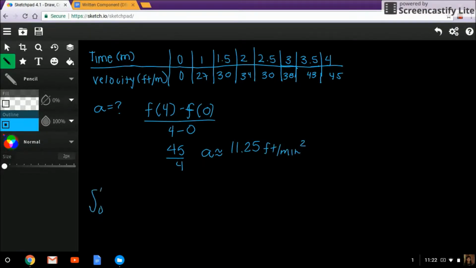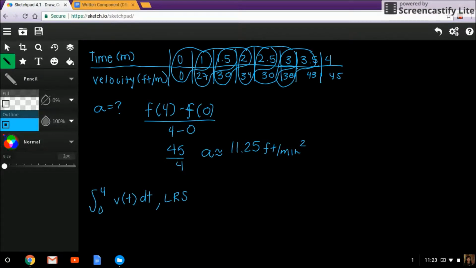Next, we have the integral from 0 to 4 of v of t dt. We'll use a left Riemann sum with 7 subintervals. To solve a Riemann sum, we can use a sock method as shown. Say we look at the second sock drawn, we will subtract 1.5 minus 1 and multiply it by 27. We continue to follow this method until all intervals are calculated and added. Basically, the meaning of the integral from 0 to 4 shows the total distance covered from point A to point B. This Riemann sum total will be.